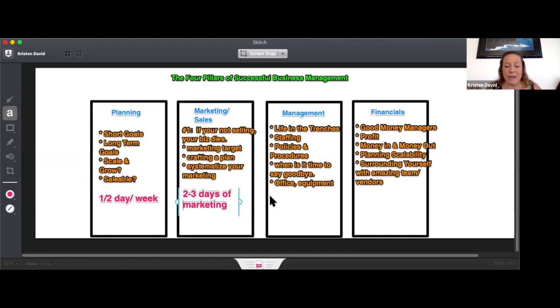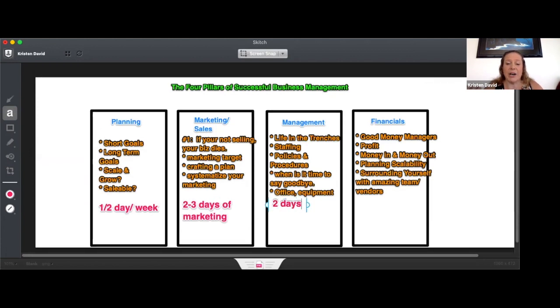Then management. Management is another one that's going to be a good 2 days of life in the trenches. Hopefully you're not doing all the work. Maybe it's 3 days if you're still doing all the work. So if you're doing all the work here, you're maybe only doing 2 days of marketing here. If you've got other people on your team, maybe you spend 2.5 days marketing and 2.5 days of management. Because yes, you've got to spend about 5.5 days a week working on this business, but it doesn't all have to be 9 to 5.